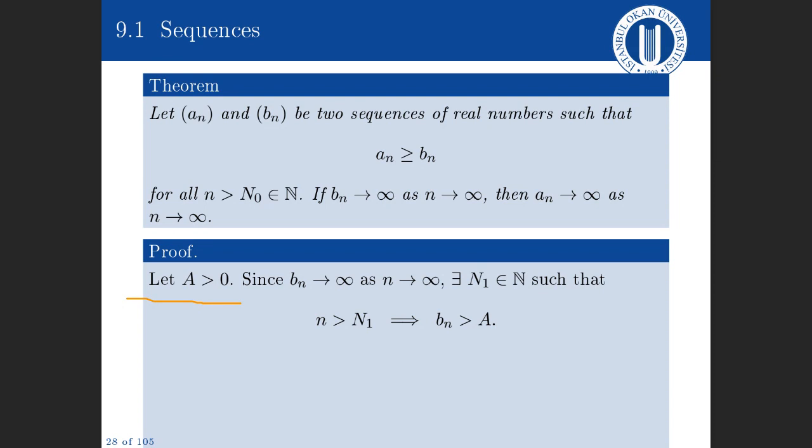Since we know that Bn tends to infinity as n tends to infinity, we know that there exists some number n1 such that if n is greater than n1, then Bn is bigger than A. We know this because we know that Bn tends to infinity.